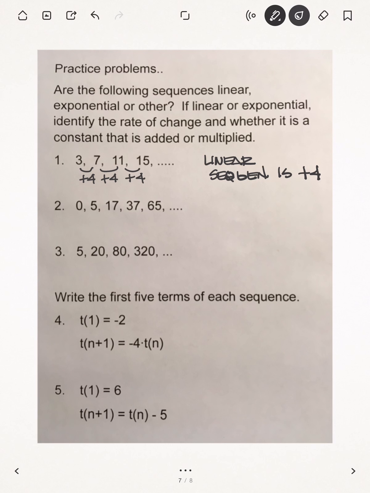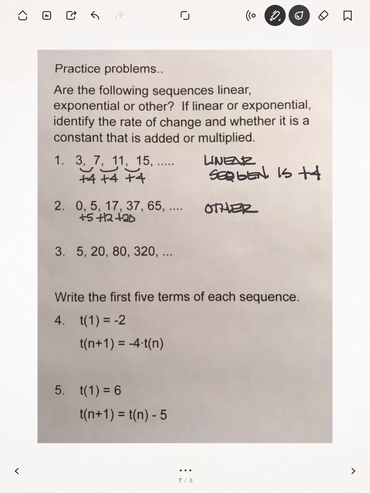Okay, number 2, here's another sequence. Let's see if we can find a pattern. I'm increasing by 5. Here I'm increasing by 12. Here I'm increasing by 20. So obviously I don't have a constant sequence generator here. At least with adding. Now, if I try to multiply, I can't multiply 5 and get 17 and multiply the same thing and get 37 and multiply by the same thing and get 65. So it's definitely not exponential. So this is other. And there is no constant.